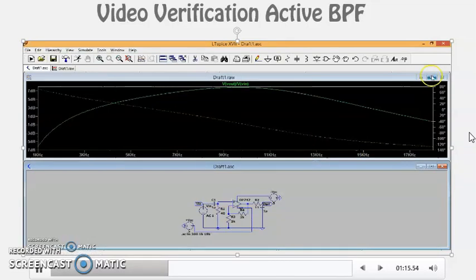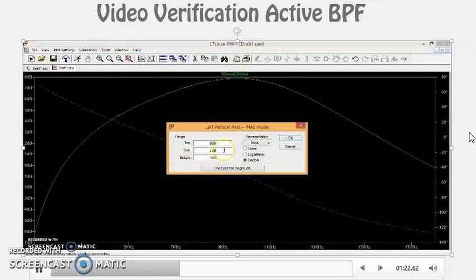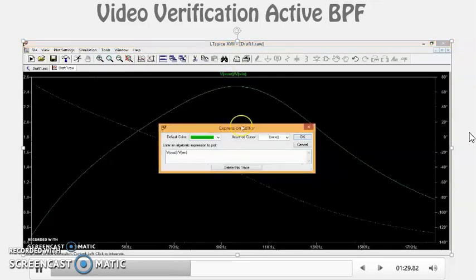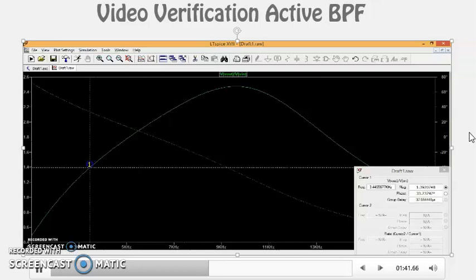We are going to expand this graph and change the scale to linear for easy understanding. So this has been changed to linear. This is the cursor selection, so we are selecting a cursor. Now moving the cursor, we'll get to know the value of the gain over the entire frequency range that we have selected, that is from 1K to 18K. So around 1.4 magnitude is achieved at a frequency of 3.44.